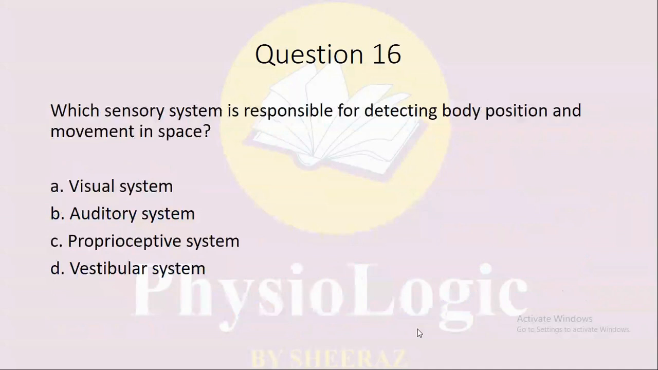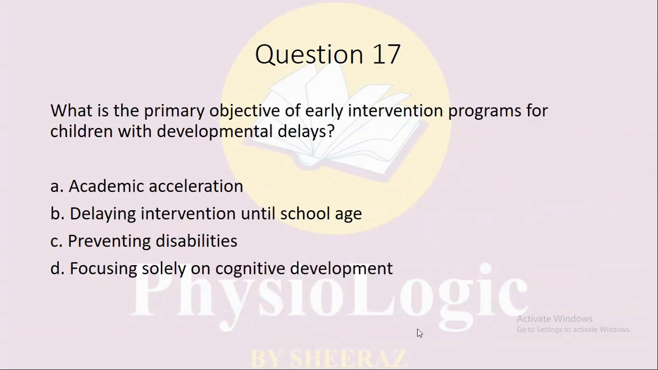Question number 16. Which sensory system is responsible for detecting body position and movement in space? Option A, visual system. Option B, auditory system. Option C, proprioceptive system. And option D, vestibular system. And the correct option is option C, proprioceptive system is a system that is responsible for detecting body position and movement in space.